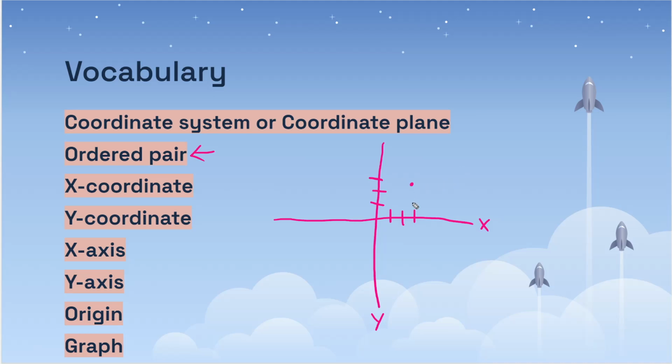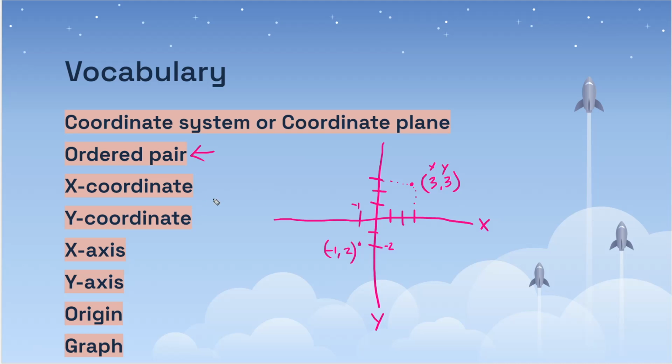So this ordered pair is 3, 3, because it's 3 on the x-axis and 3 on the y-axis. Let's do another one. This is -1 on the x-axis and -2 on the y-axis. So these are ordered pairs, and ordered pairs are locations on the coordinate plane.